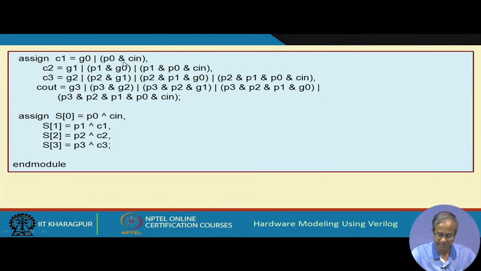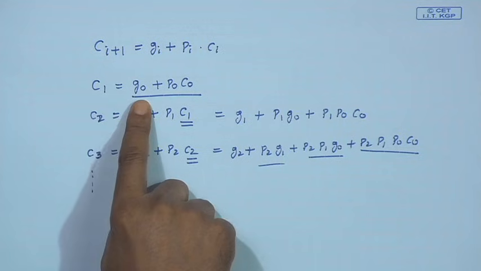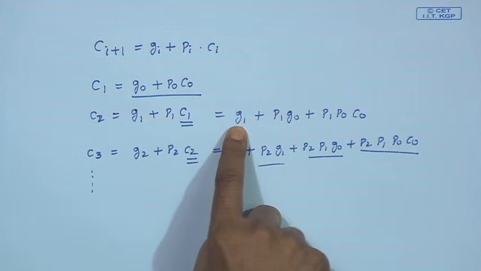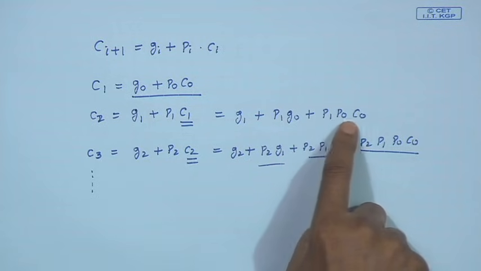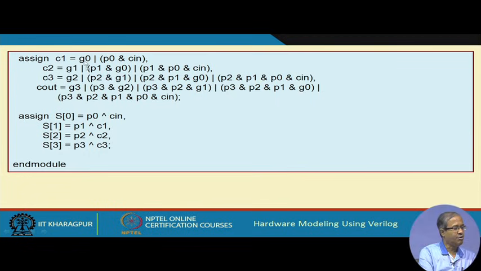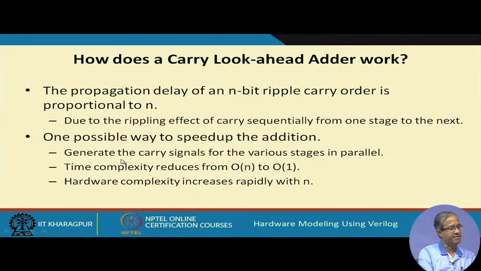You see this expression, C1 equal to G0 or P0 C0, where C0 is Cin. C2 is G1 or P1 G0 or P1 P0 Cin. Exactly, we have written down that expression. Then C3, and C4 is finally Cout. So, as you can see, as the number of bits increases, these expressions are becoming more complicated, and finally the sum is the XORs. So, this is a carry lookahead adder.